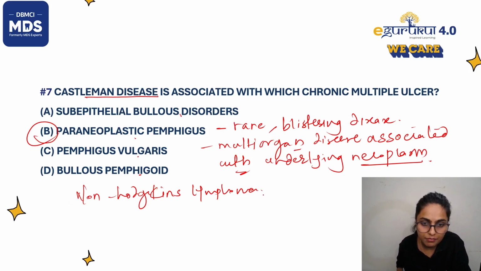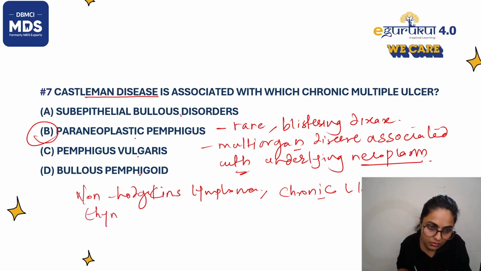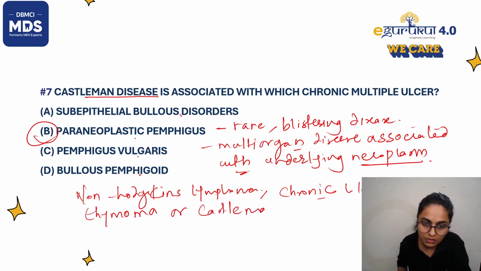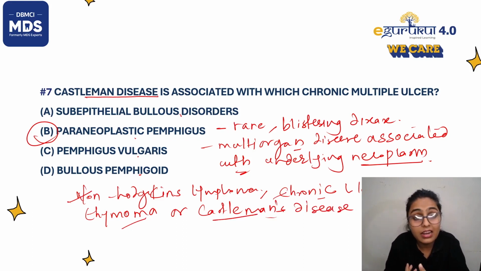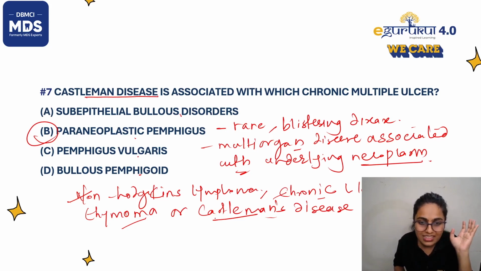So non-Hodgkin's lymphoma or chronic lymphocytic leukemia, thymoma, or our favorite Castleman disease. Just remember these four names. They can ask you the neoplasms associated with paraneoplastic pemphigus, so you should be able to tell the answer. So, what is Castleman disease?